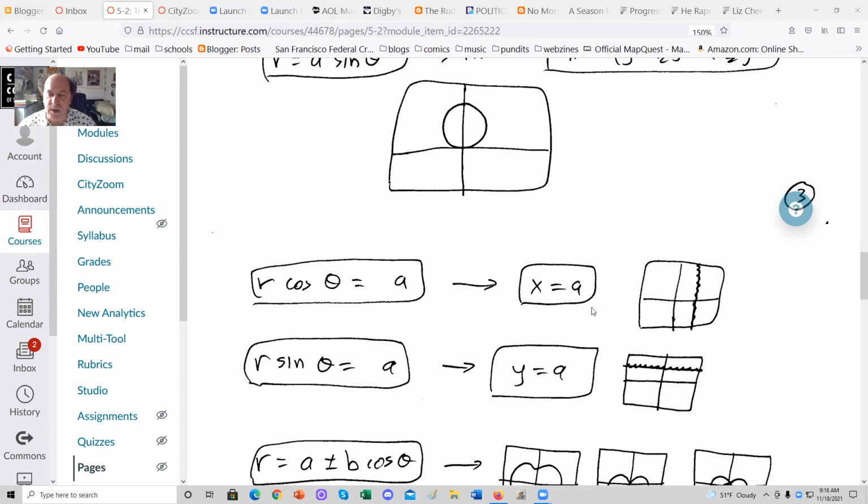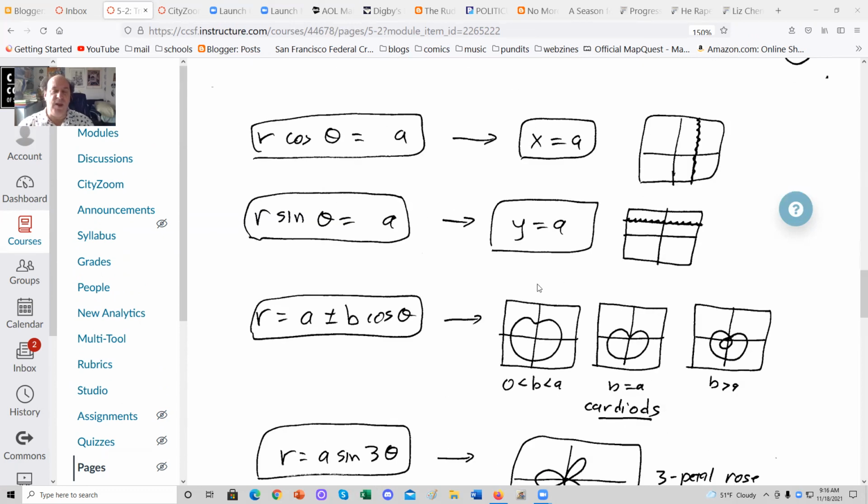r cosine theta equals a means x equals a, and that's a vertical line. r sine theta equals a means y equals a, so that's a horizontal line at y equals a. The others are getting a little more complicated. r equals a plus or minus b cosine theta. Well, what you get is one of these curves. If b is less than a, then it's kind of this circle dented in. If b equals a, then it comes to a sharp point right here at the origin. If b is bigger than a, then it loops around at least once.